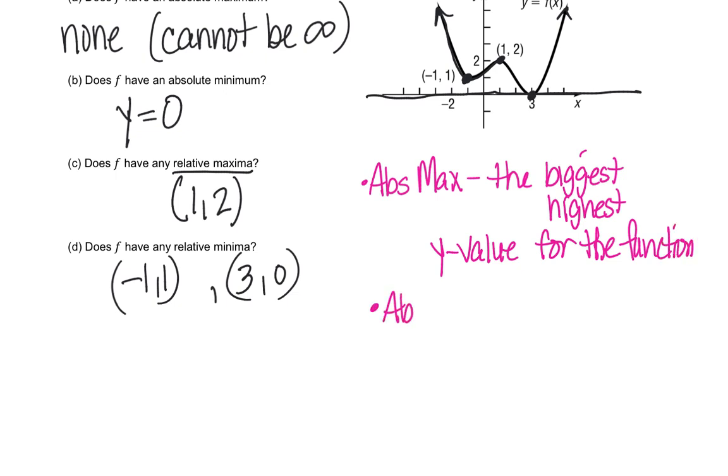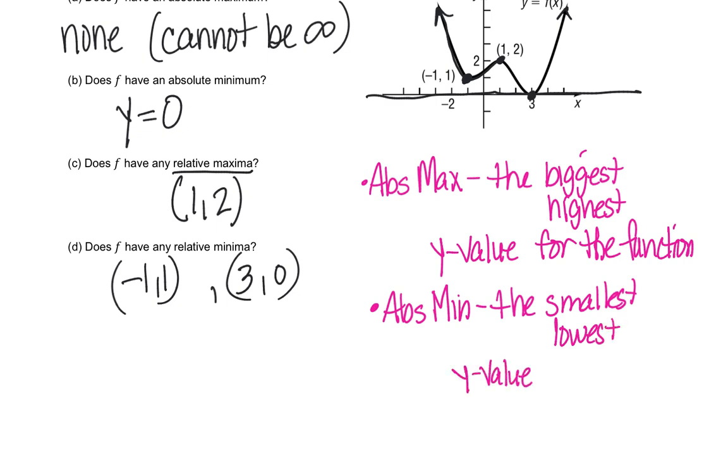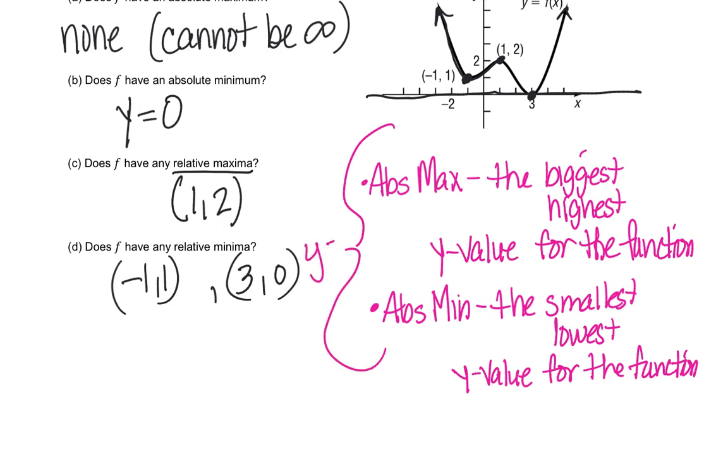And an absolute minimum is just the opposite. It is the smallest or lowest y value for the function. So these answers will be in the form of y equals.